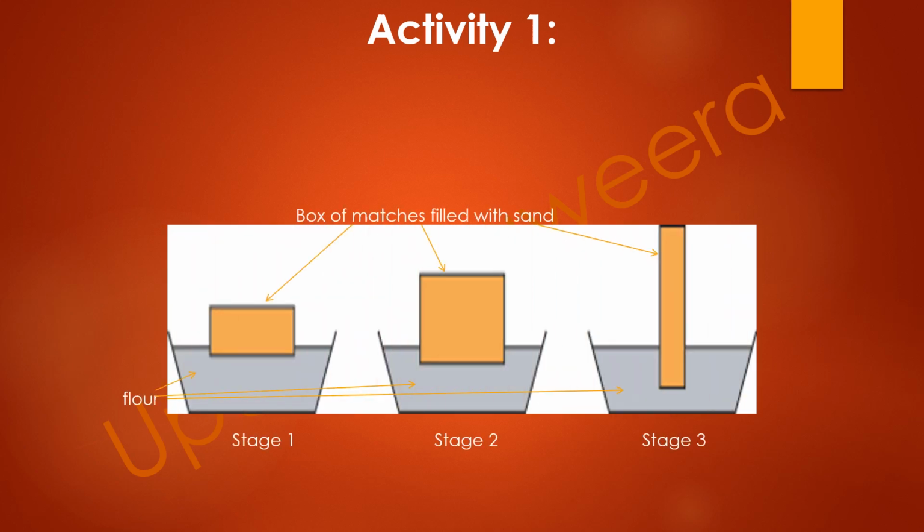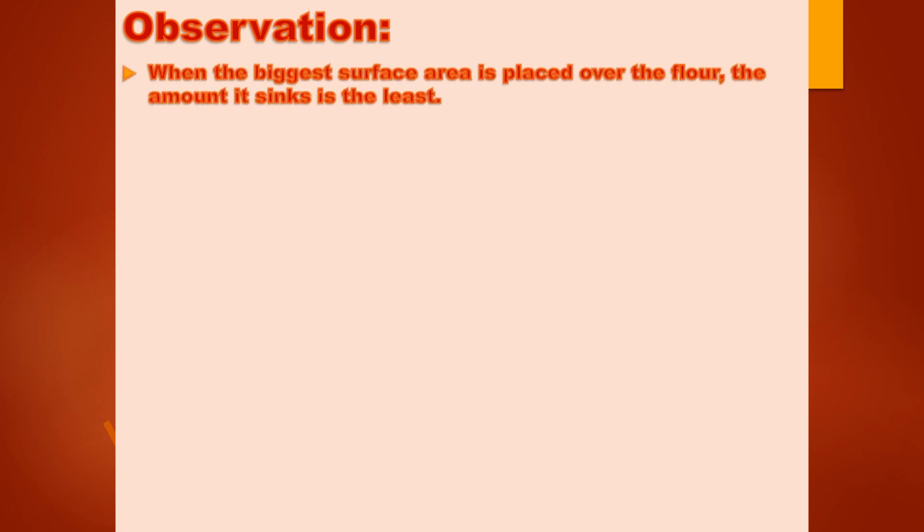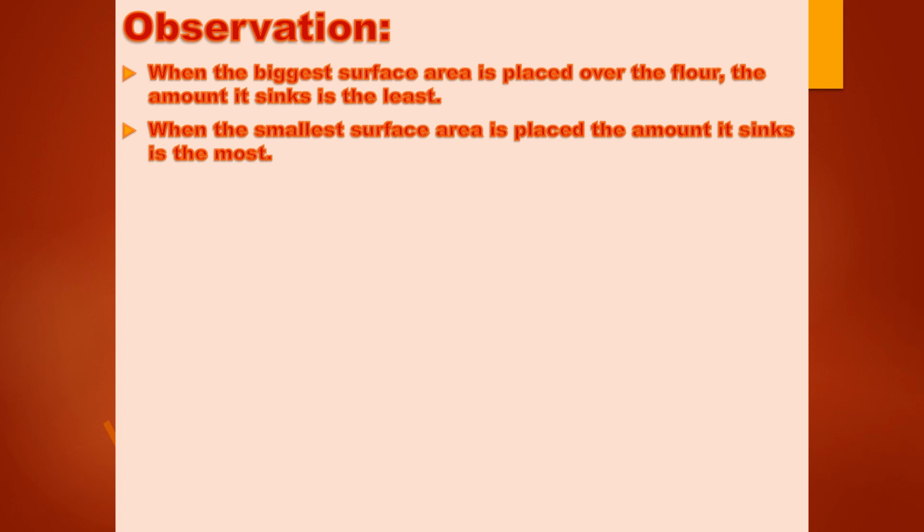Now we'll refer to activity 1. You can arrange the setup according to the given diagram. Then find the amount that sinks in the flour. Then you can get your observations. When the biggest surface area is placed over the flour, the amount it sinks is the least. When the smallest surface area is placed, the amount it sinks is the most.